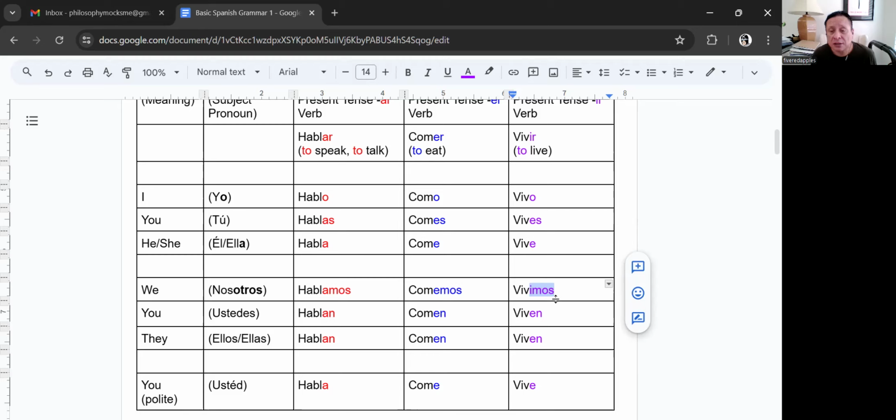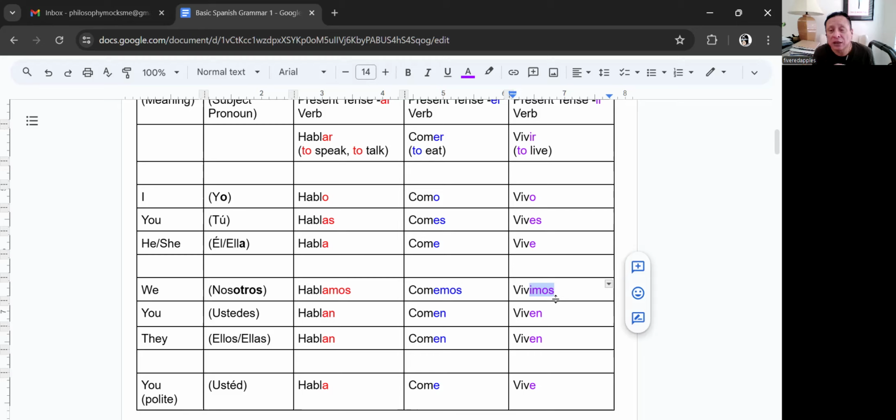You keep the E's, just like for comes, you keep the E: tú vives. Yo como, yo vivo. Tú comes, tú vives. Ella come, ella vive. The same endings. Now we make the switch. Nosotros comemos, emos; nosotros vivimos, imos. So that's the only time. So you have the three: amos, hablamos; emos, comemos; imos, vivimos.